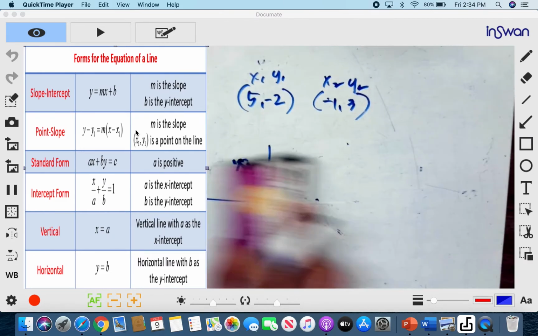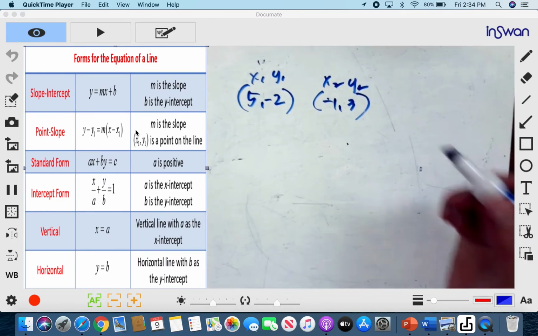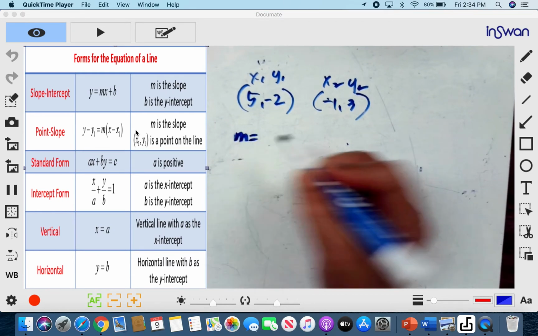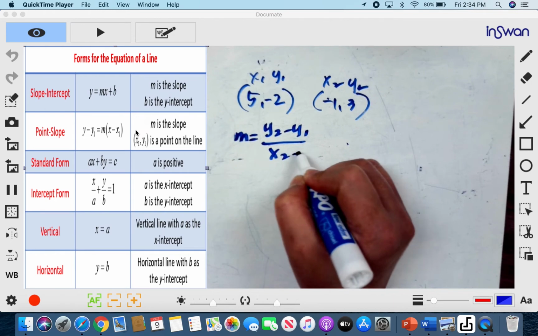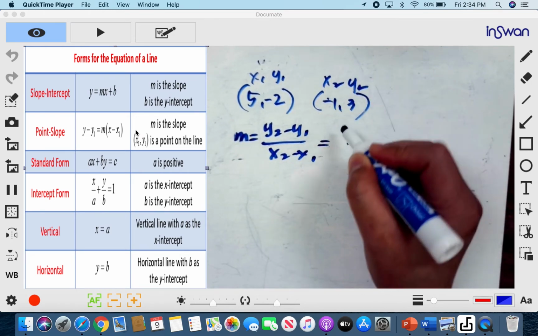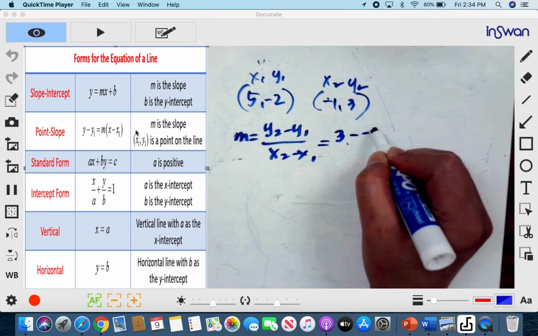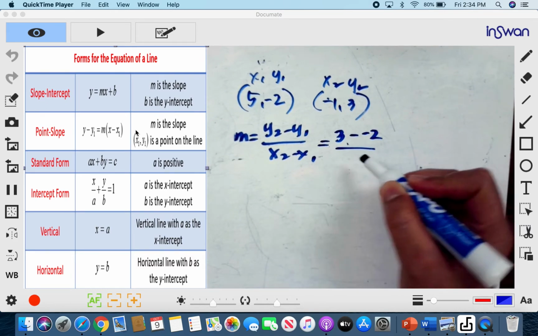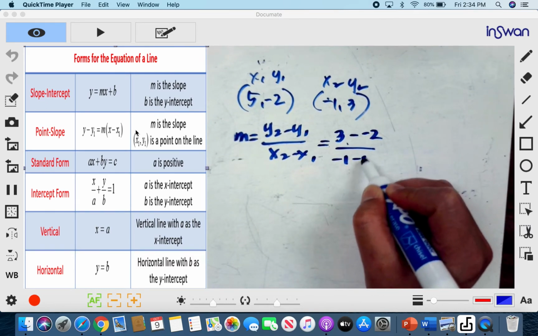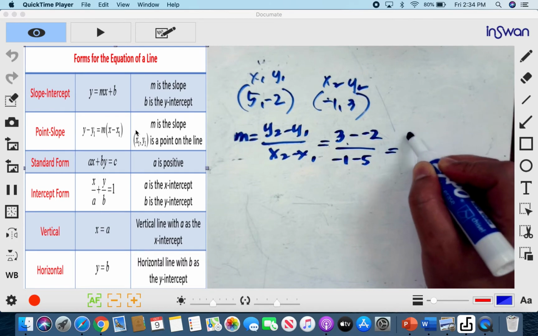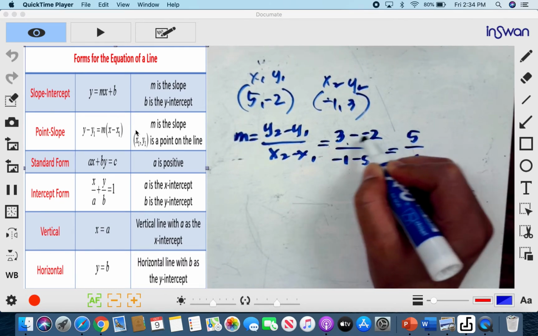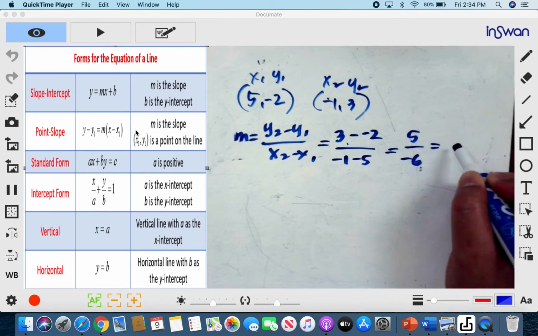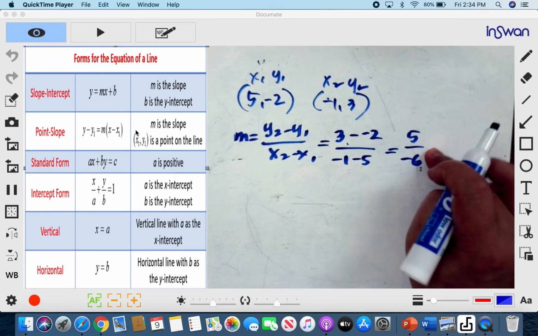I will erase this. It's going to be a long solution. So we find the slope first, which is y2 minus y1 over x2 minus x1. And y2 is 3 minus -2 all over -1 minus 5. So it gives us 5 over -6, which this becomes 3 plus 2. And as you can see, the slope is a negative value.